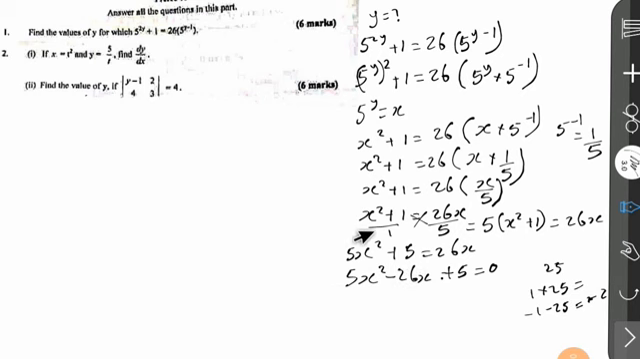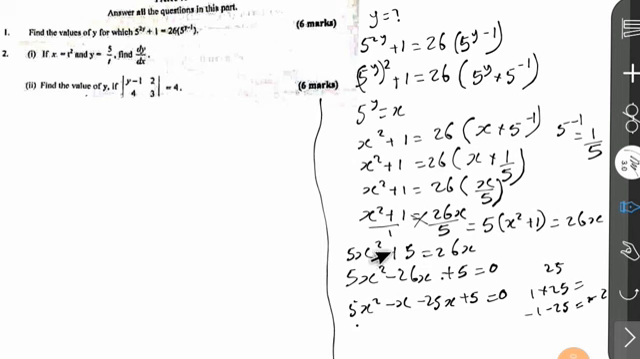So therefore this one becomes 5s squared minus s minus 25s, that is, s and 25s give us minus 26s, and plus 5 equal to 0. So let's break this one into two parts. We have 1, 2, 3, 4 terms here, so let's break it into two parts.